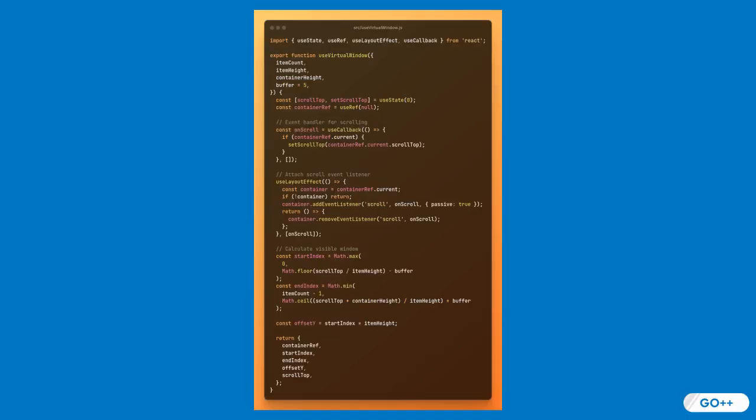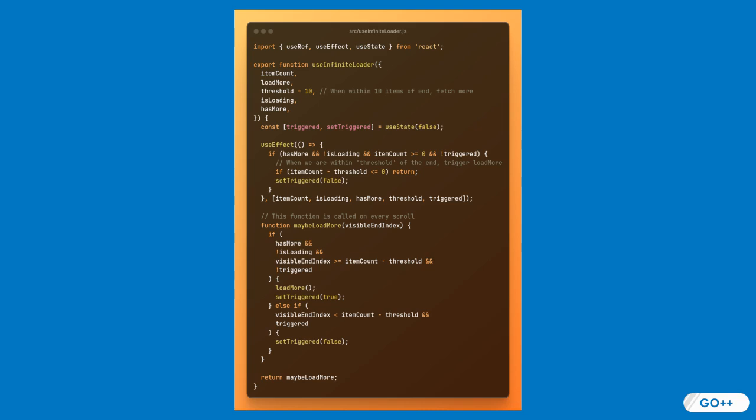This hook calculates the visible window of items for virtualization, given the scroll position, container, and item sizes, and a buffer for overscan. It provides the indices of the items to render and the offset for absolute positioning. This hook manages the logic for triggering data loading as infinite scrolling approaches the end of the currently loaded items. It prevents duplicate loads and exposes a function to be called on scroll updates.